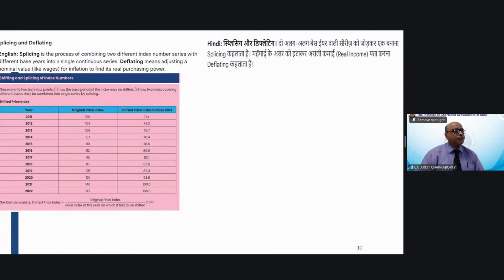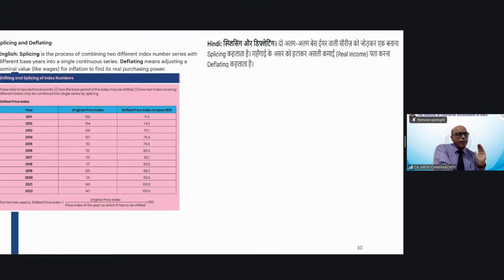You can see base year shifted price index. Please see in the first column we have the year 2011 से शुरू करके 2022 तक है. Original price index for 2011 was 100. Accordingly, for 2012 it was 104, 106. You can see the price increasing in general and the price indexes are given. But the base year is 2011.